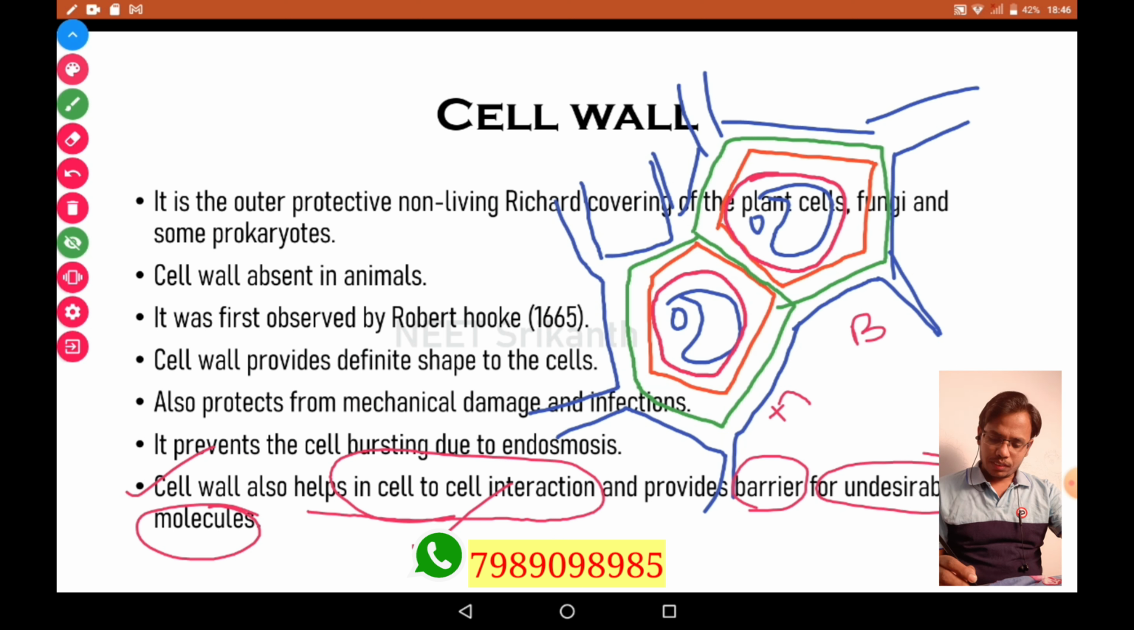And you can observe that the cell wall also provides a barrier for undesirable molecules. What are the undesirable molecules? They are nothing but macromolecules.